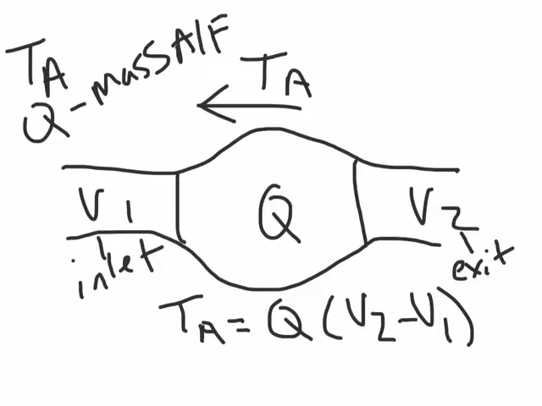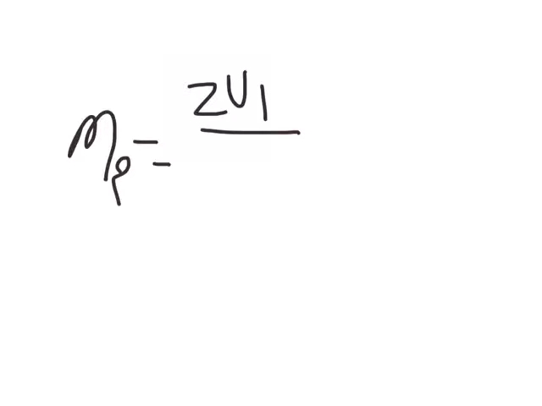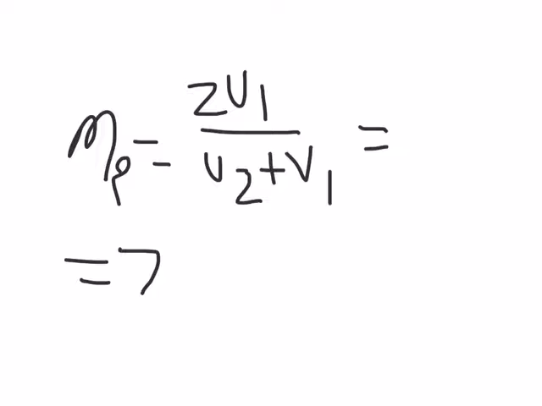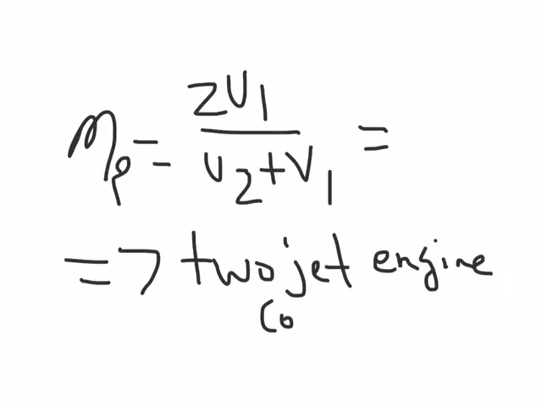The next thing we'll look at is propulsion efficiency. And we write that like this. It's going to be equal to 2 times V1, which is the inlet, divided by V2, the exit, plus V1, and this is going to give you propulsion efficiency. Propulsion efficiency is important because it can drive a two jet engine configuration instead of a one. And that's where propulsion efficiency is important.